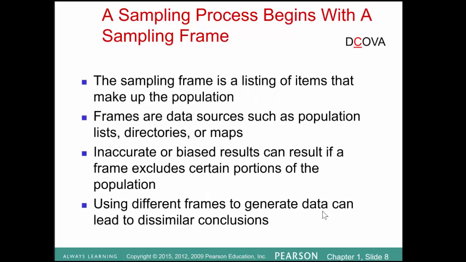A sampling process begins with a sampling frame. The sample frame is a listing of items that make up the population. Frames are data sources such as population lists, directories, or maps. Inaccurate or biased results can result from a frame excluding certain proportions of the population.